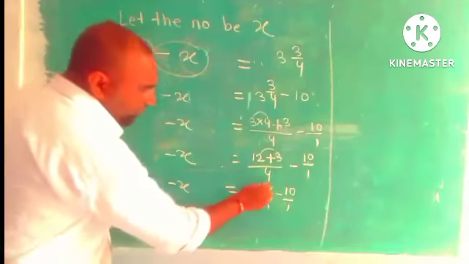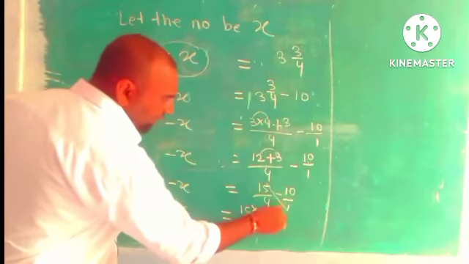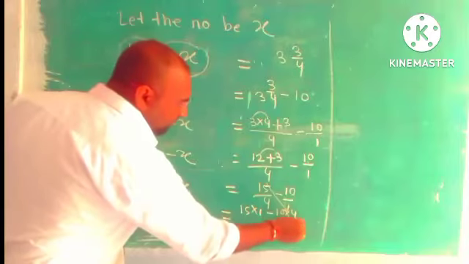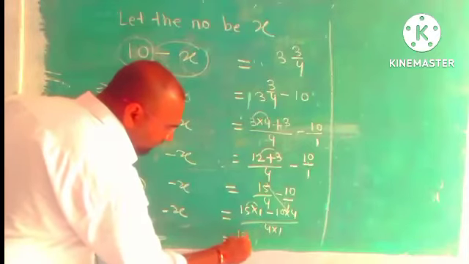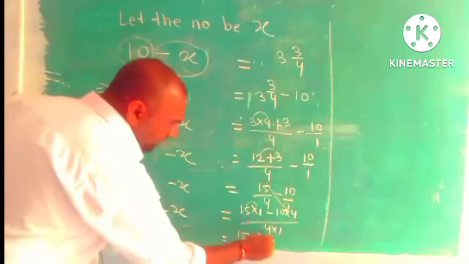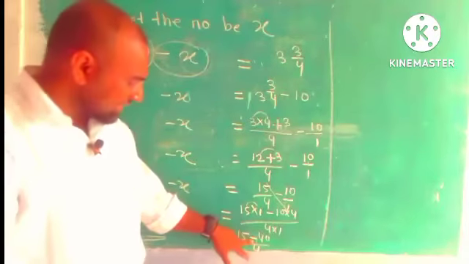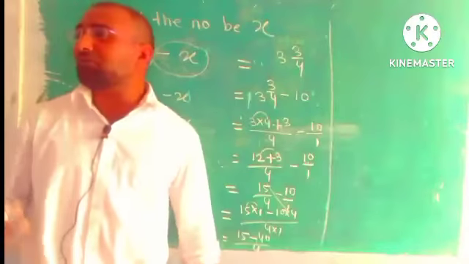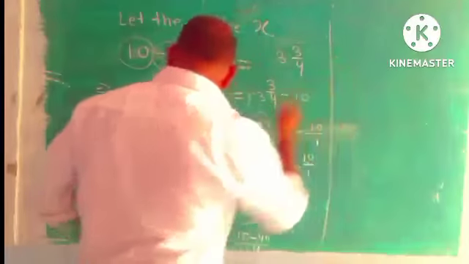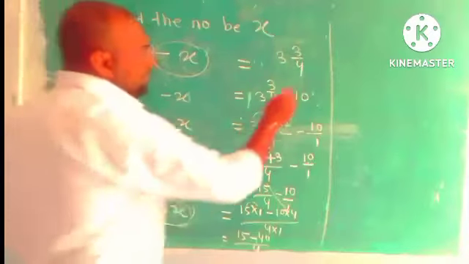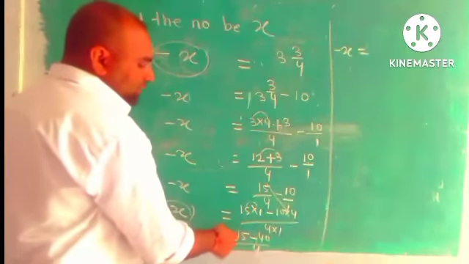Minus x is equals to 15 will be multiplied by 1. What's the sign here? Minus. 10 will be multiplied by 4, divided by 4 will be multiplied by 1. Next step, 15 ones are 15 minus 10 fours are 40, divided by 4. Now see here, one is plus and one is minus. So what do we have to do, addition or subtraction? Subtraction. So 40 minus 15. And on the left hand side what's the number? Minus x. So minus x is equals to, let's subtract this: 40 minus 15.